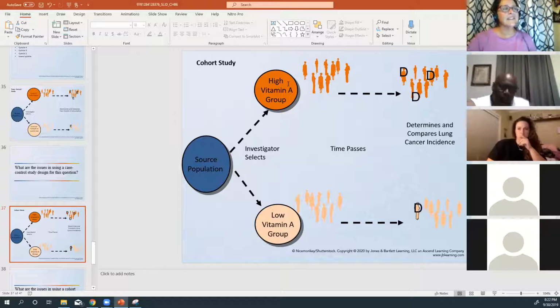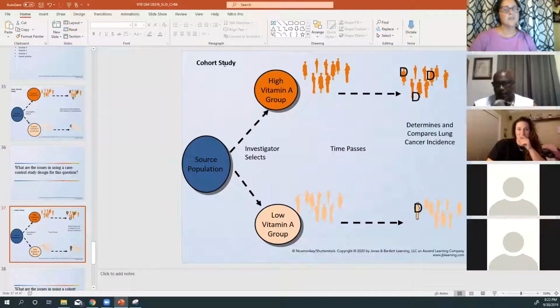So one of the things I had said early on is cohort studies are really great for rare exposures, but they're not really that efficient for rare outcomes, right? And in some ways, vitamin A is not an uncommon exposure, right? And we would be in trouble. Lung cancer is not that terribly common. I mean, it's common enough if you have it, but it's really not super common.